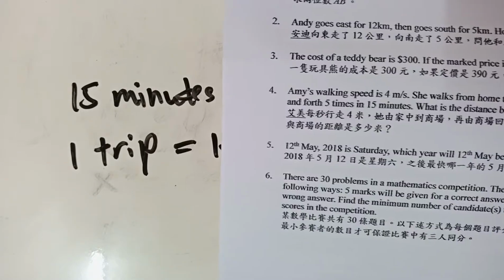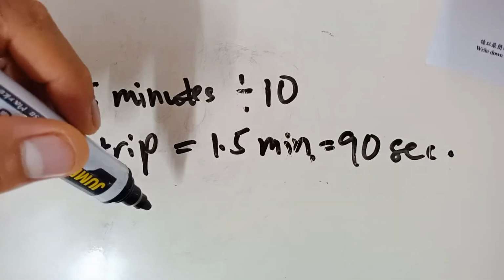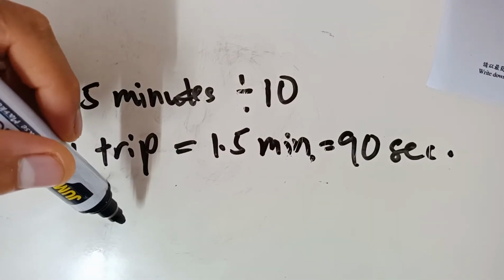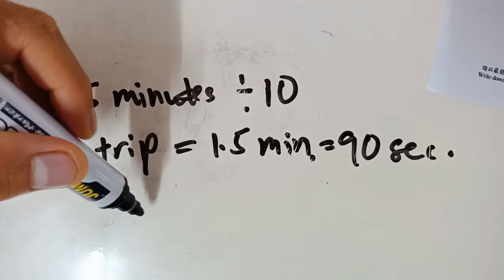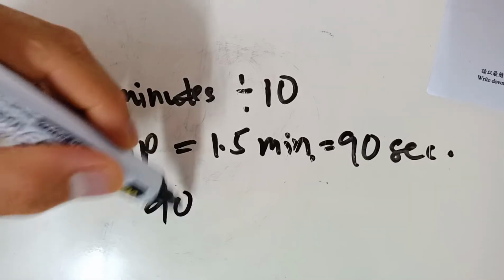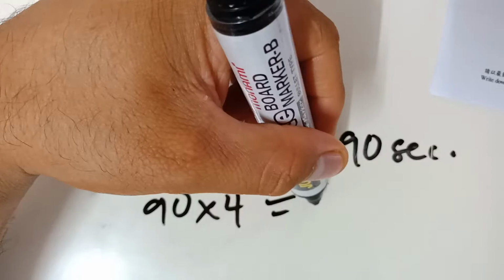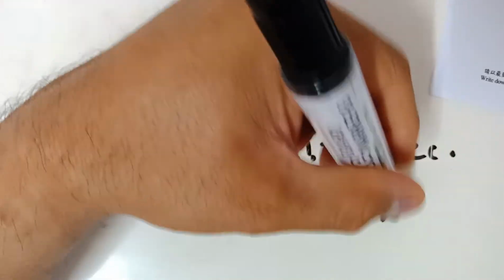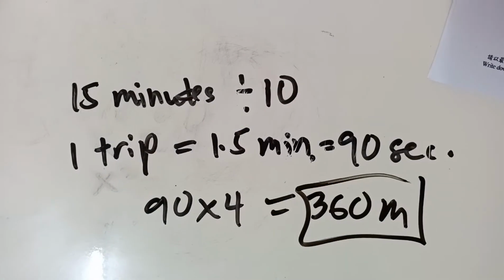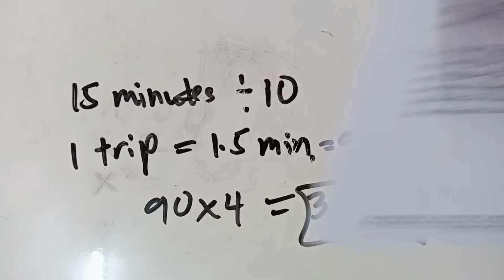her speed is 4 meters per second. So in 1 second she walks 4 meters. So in 90 seconds, how many meters? Simply 90 times 4, 360. And this is the total, this is the distance from her home to the shopping mall, 360 meters. Okay? That's the answer for the fourth problem. Number 5.